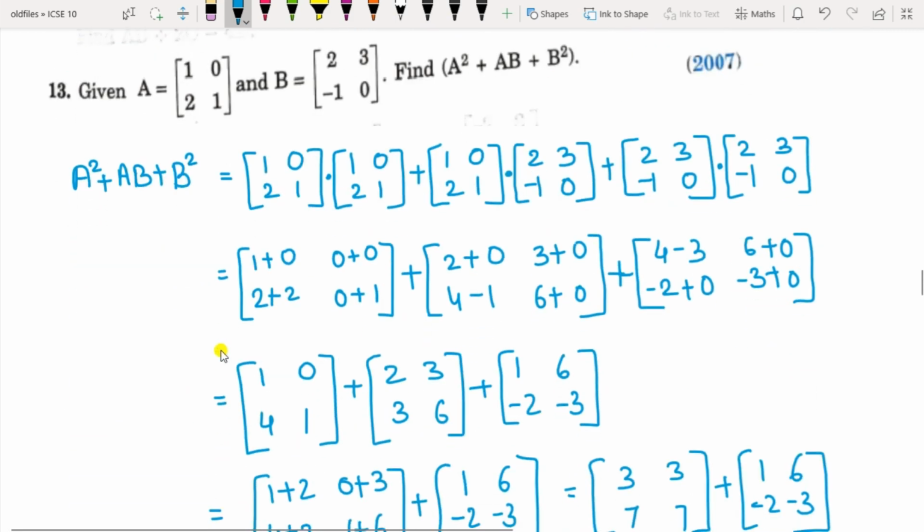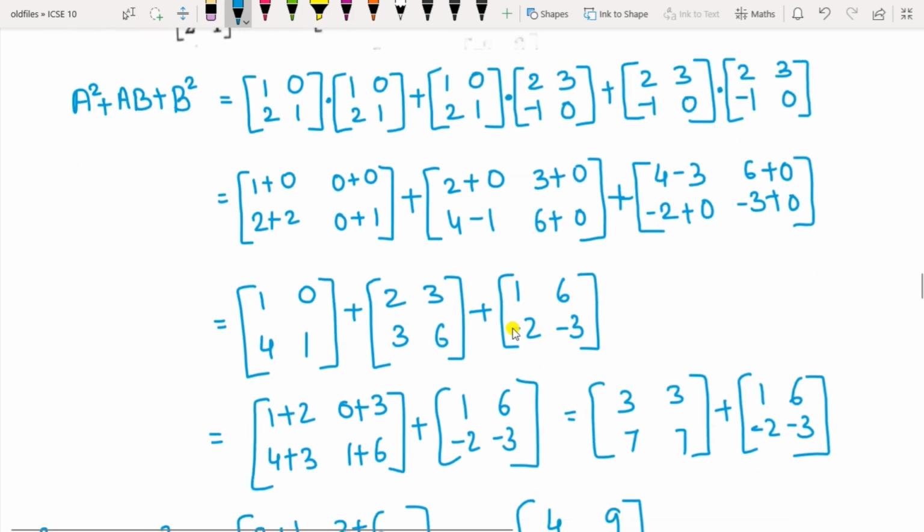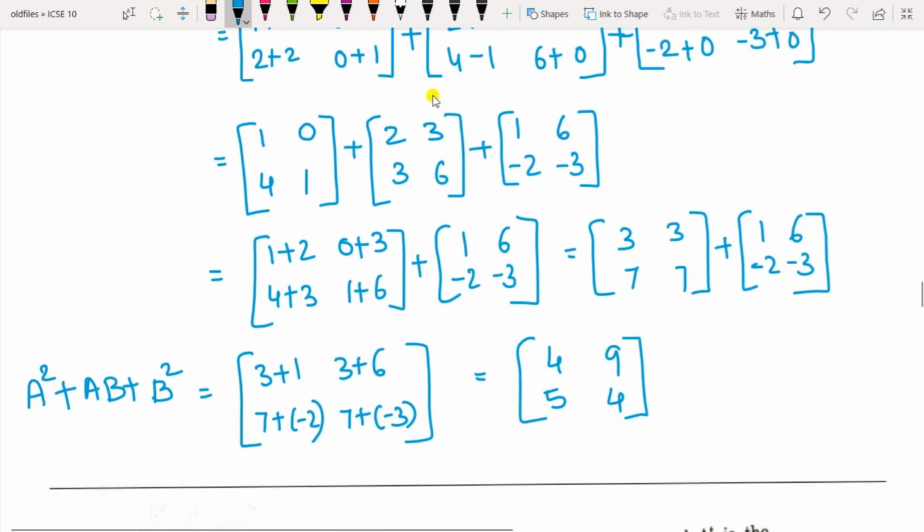The next question here is, A is given as 1, 0, 2, 1 and B is given as 2, 3, minus 1, 0. You have to find the value of this equation. It was asked in 2007. Write the values of the matrices. Now do the multiplication process in these two matrices, since it is A square, this is AB and this is B square, and after doing the multiplication and the addition process, you get the matrix as 4, 9 and 5, 4.